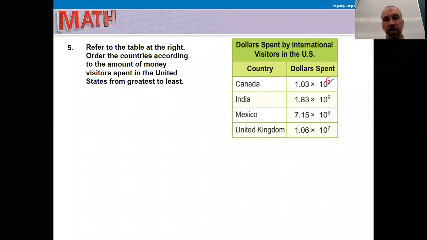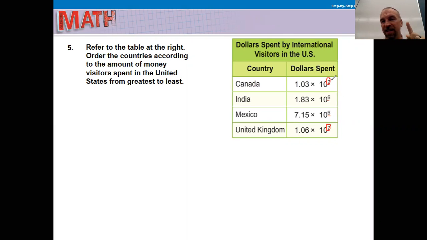So this has a power of 7. This is going to multiply by 10 7 times. This also has a power of 7. This will multiply by 10 7 times. These only have a power of 6. So multiplying by 10 6 times is going to obviously make your number smaller. So to compare numbers in scientific notation, the first thing you look at is the exponent. A 7th power here is bigger than a 6th power here, no matter what these decimal numbers are.